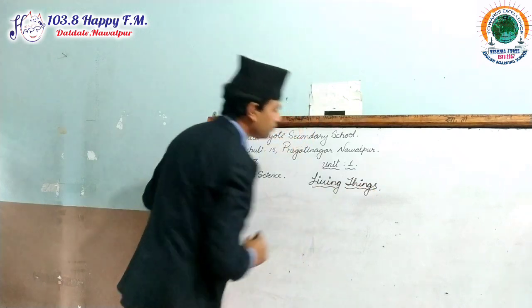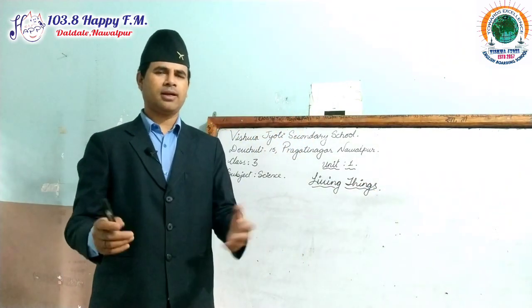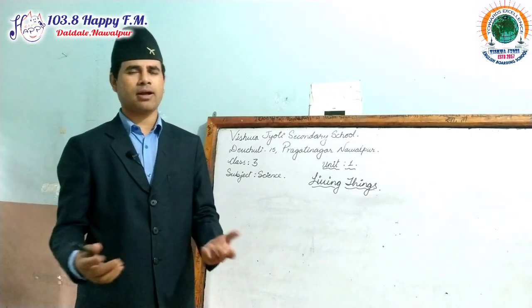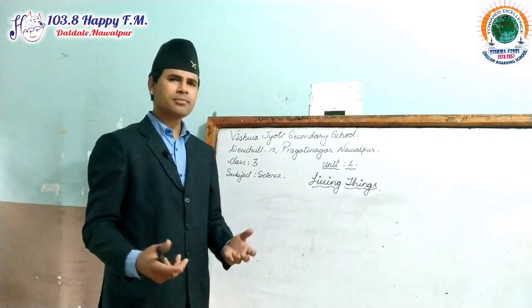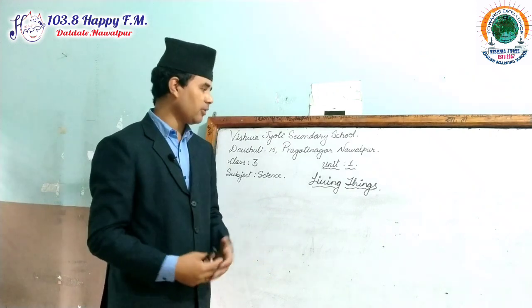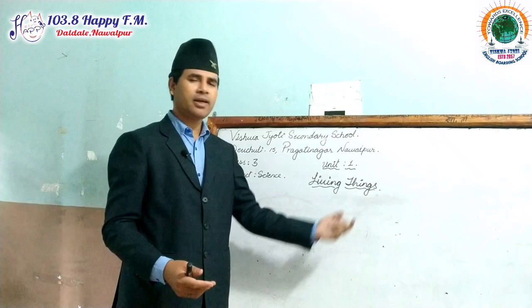Living things. Now students, you know very well that there are different types of things which you see around our surrounding, or around our environment. Now basically most of them are very common to us, and we have seen them clearly, and we also commonly know them. Now, living things.